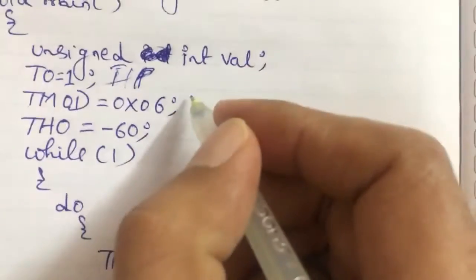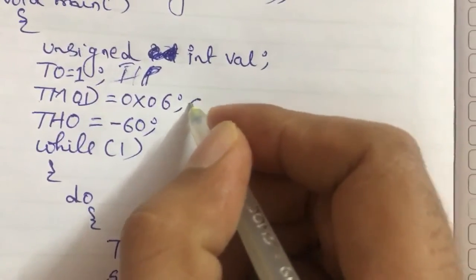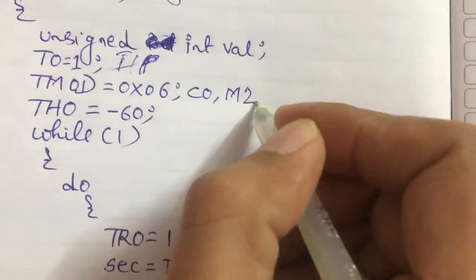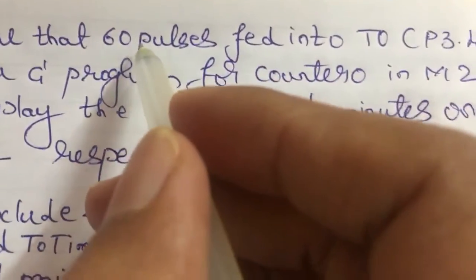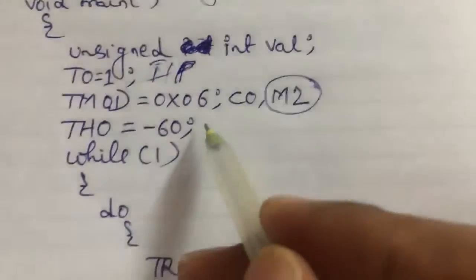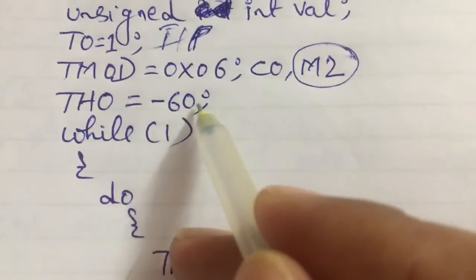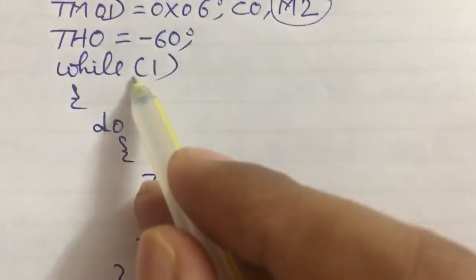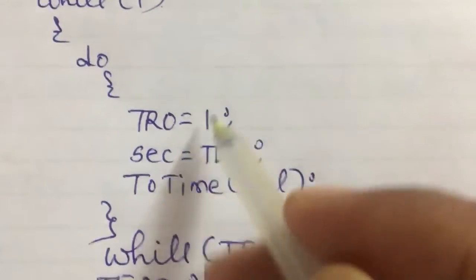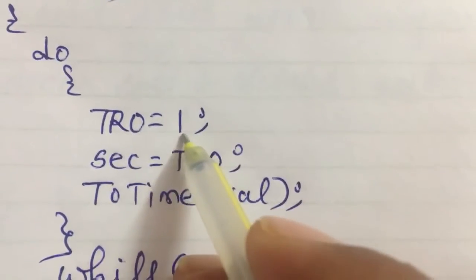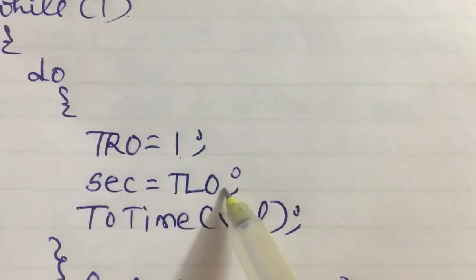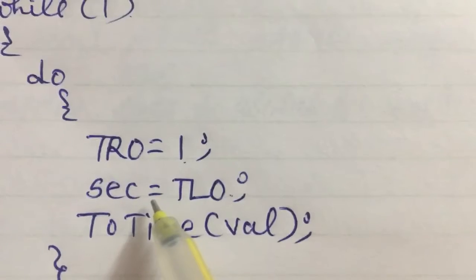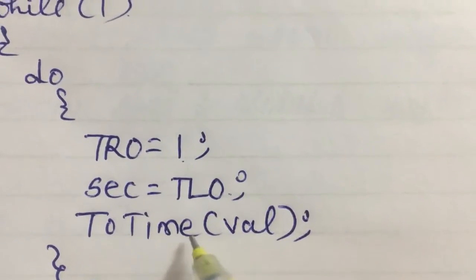You will get 06 because we are in counter 0 mode 2. Put those values, and since we are in mode 2, directly they have given the value of TH, that is 60. So that is written like this, TH0 is equal to minus 60 pulses. While 1, do this forever, that is start the timer, that is TR0. Then the value of seconds in terms of TL0 is given to val.